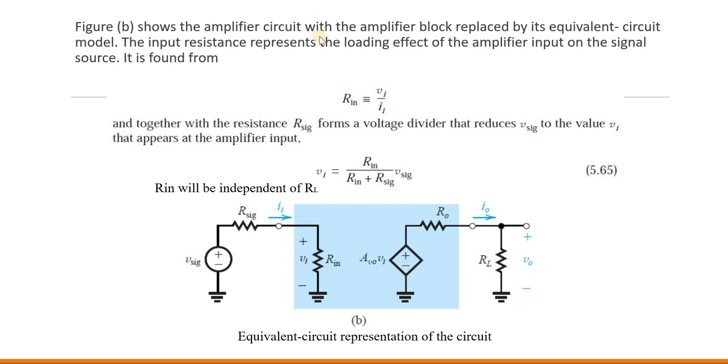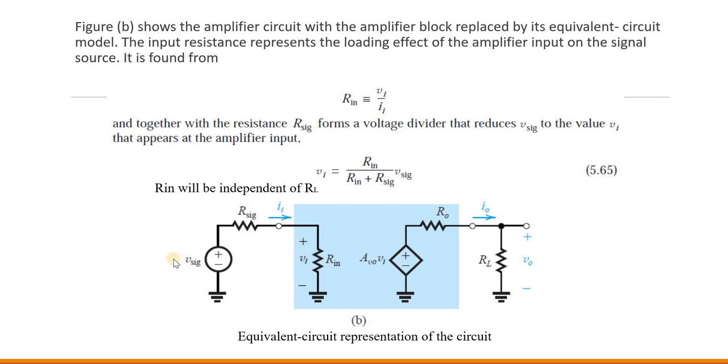So figure B shows the amplifier circuit with the amplifier block replaced by its equivalent circuit model, that is the hybrid pi model. The input resistance represents the loading effect of the amplifier input on the signal source. So it is found from R in. How can we calculate this? The voltage across it, Vi, divided by the current flowing, Ii, that is R in equals Vi over Ii, and together with the signal resistance R signal it forms a voltage divider that reduces V signal to the value Vi that appears at the amplifier input. That is, the amount of Vi can be calculated with the help of the voltage divider rule.